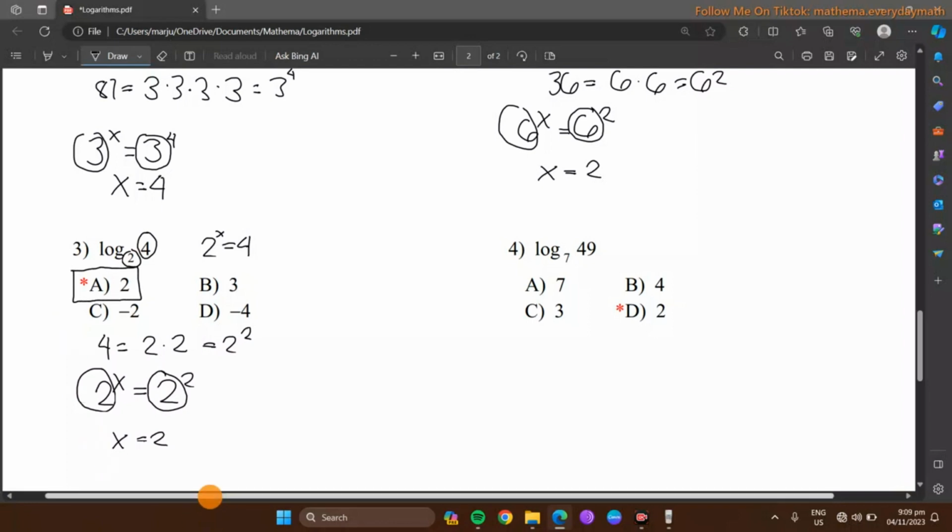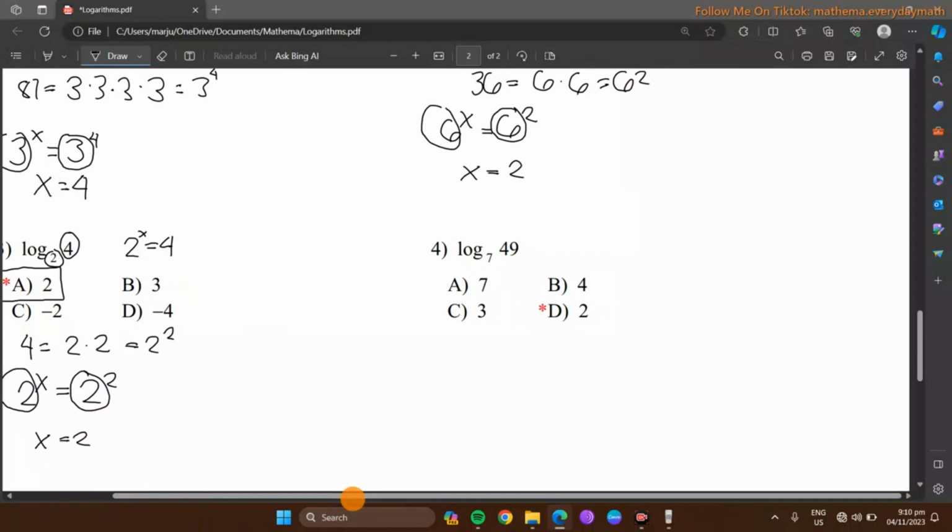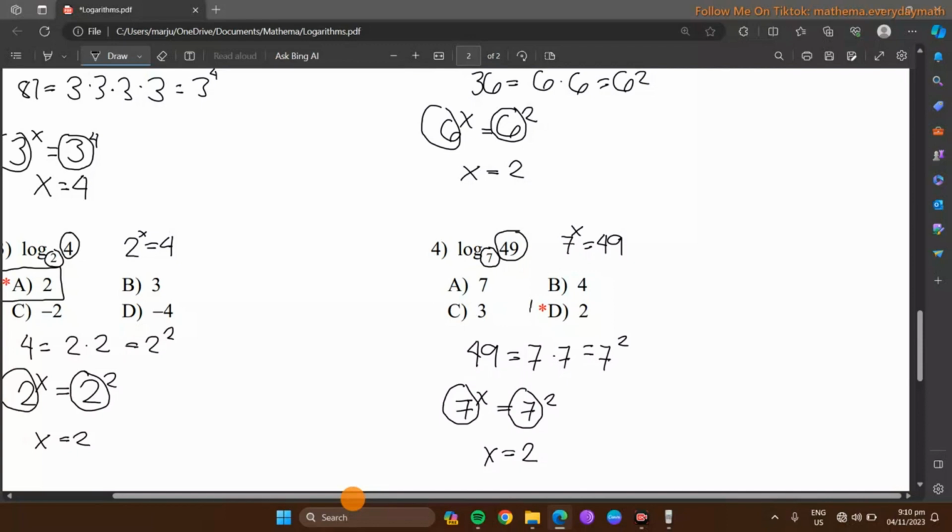Number 4. Again, log of 49 with base 7. So again, what will be the exponent of 7 that will give us 49? So we have 7 to the x is equal to 49. And we are asked to find this exponent here. And 49 is just equal to 7 times 7, or simply 7 squared. So we will have 7 exponent x is equal to 7 squared. The bases are now the same. Focus on the exponent. So we have x is equal to 2. And again, that is letter D.